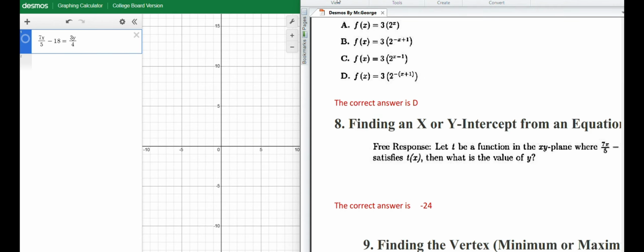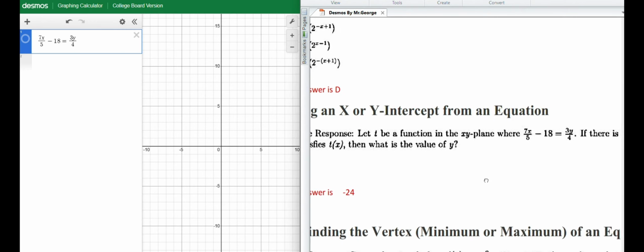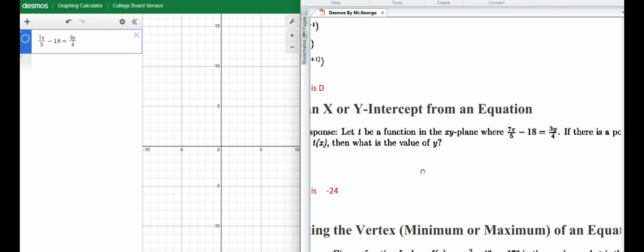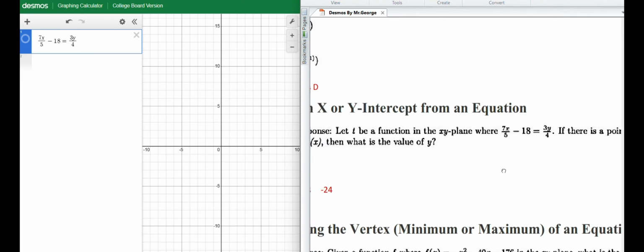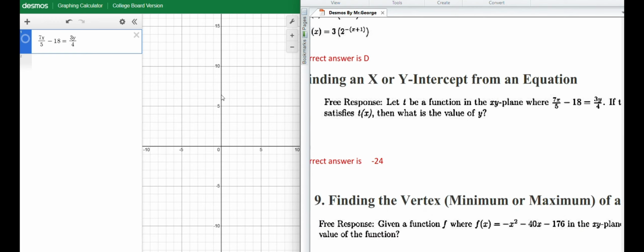And here also we can use Desmos to find the x-intercept or y-intercept. As you see over here, it is giving us an equation like this and is asking for the value of y when x is 0, that means y-intercept. If y is 0, that means x-intercept. So x is 0, that's y-intercept. So we have to type this equation into Desmos.